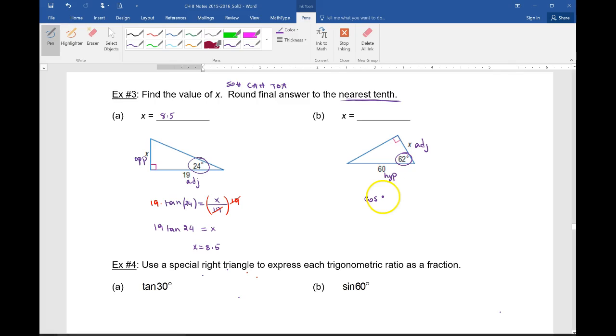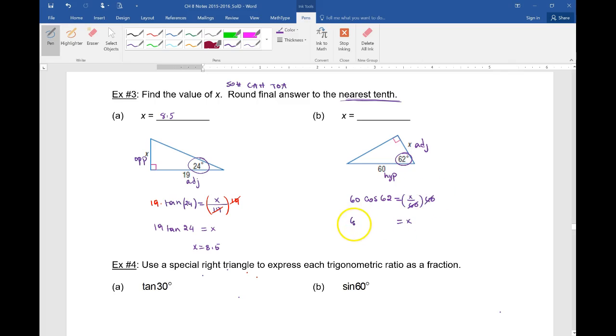So cosine of 62 equals x over 60. Now what do I multiply by? 60, 60, these go away. So x is 60 cosine 62, which is how much? 28.2. Okay?